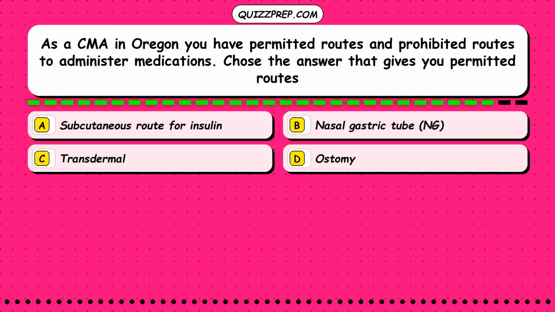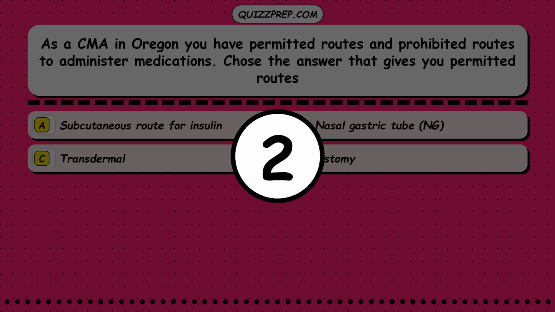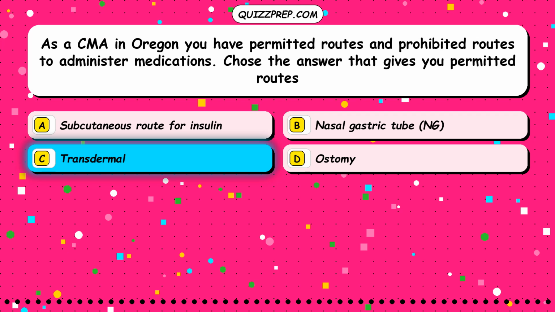Question 374. As a CMA in Oregon, you have permitted routes and prohibited routes to administer medications. Choose the answer that gives you permitted routes. Option A, subcutaneous route for insulin. Option B, nasal gastric tube, NG. Option C, transdermal. Option D, ostomy. The correct answer is option C, transdermal.